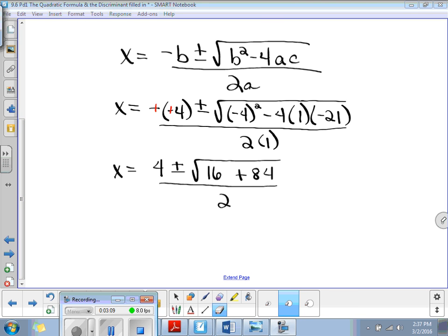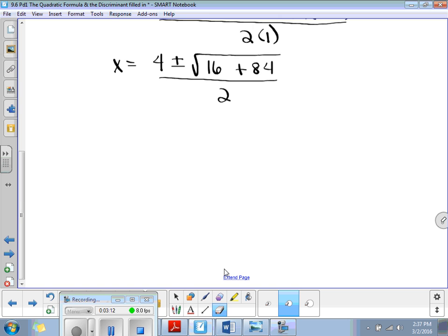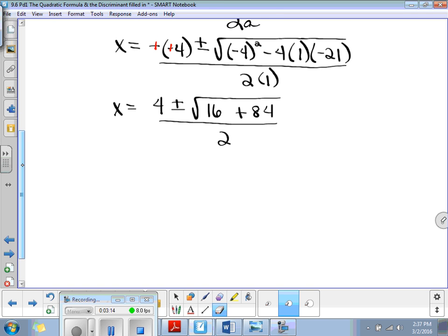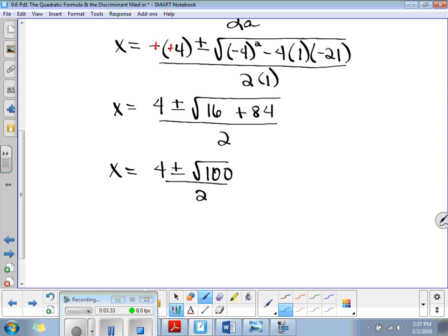Okay, so here's our next step, simplified. Now we'll simplify a little more. So now, let's see. 16 plus 84 is 100. So x is equal to 4 plus or minus the square root of 100 divided by 2. This is equal to 4 plus or minus 10 divided by 2. Okay, and now we just simplify.